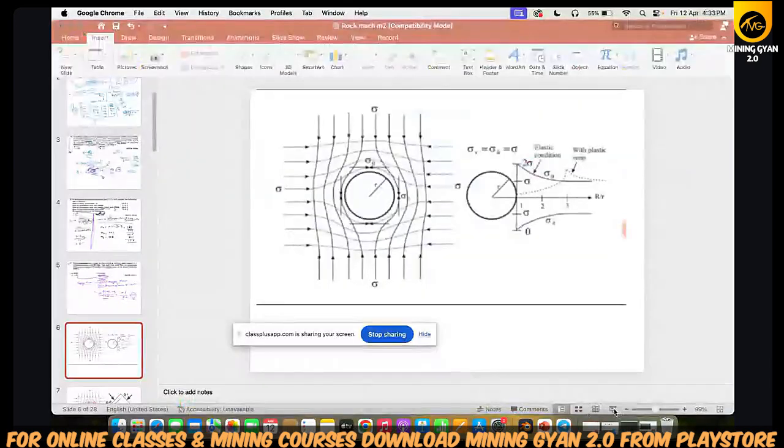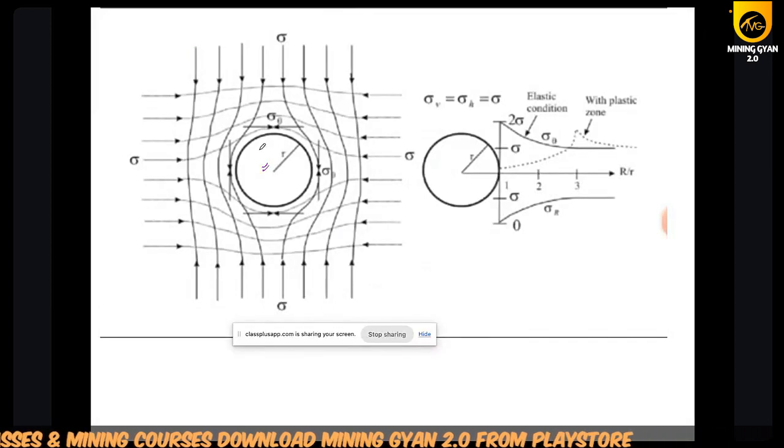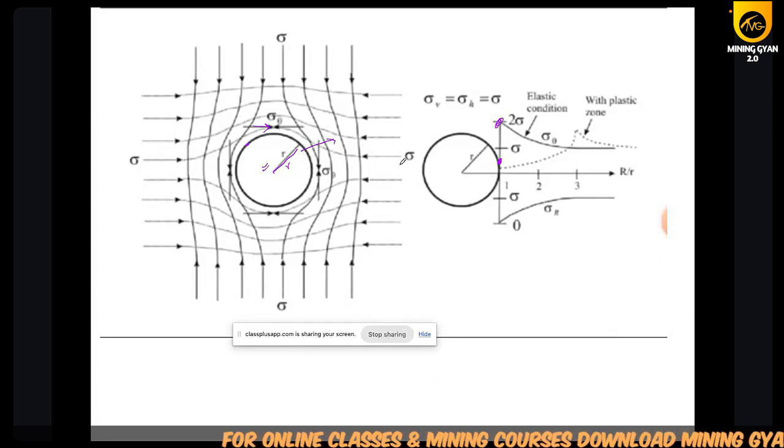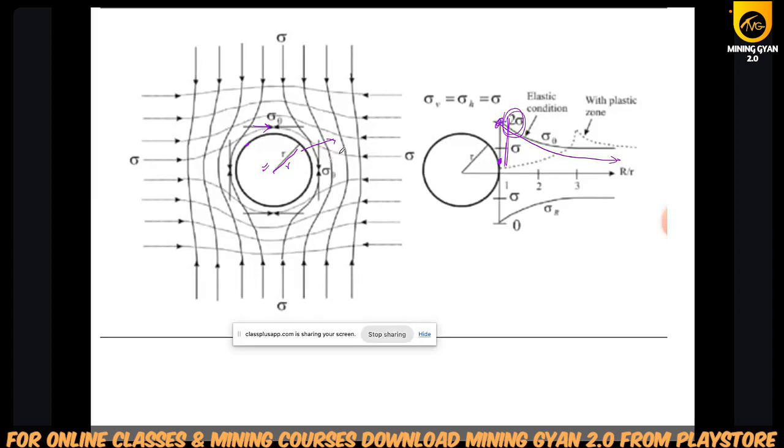So suppose this is your opening. Whenever you make an opening for your underground, this is your circular opening. Whenever you make the opening, some stress will be induced. So this is sigma theta at r distance from the circular opening. The stress at the nearest point, in the periphery of your opening, will be the maximum. When you go far from the periphery or perimeter, it will be reduced. At the periphery the stress will be highest.